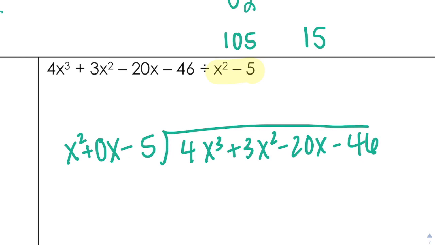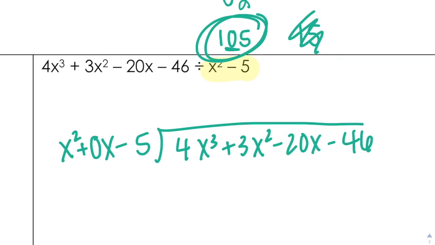Okay, why am I including 0x? Because there are no x's. I just need a placeholder. I need something to be there so that I don't end up with 15. I needed the 105. That 0 makes the difference. $105 versus $15, or $1,005 versus $15, makes a big difference.